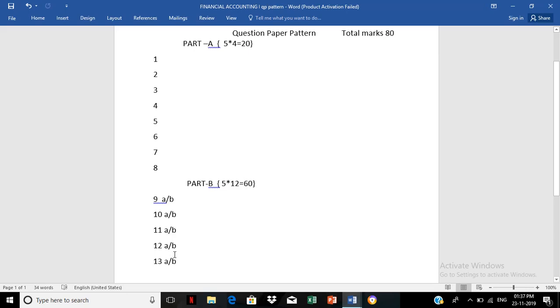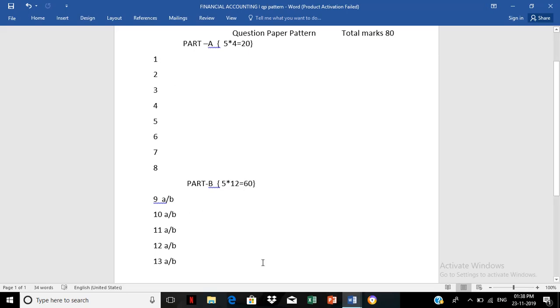Now, whether it's theory or problems, it will be both. You'll get theory as well as problems. It's not like only theory or only problems. Both will be given. Now we will see what are the important topics which will be covered in these questions.